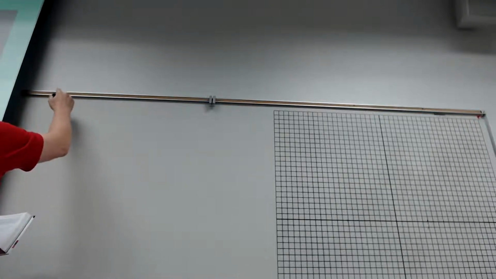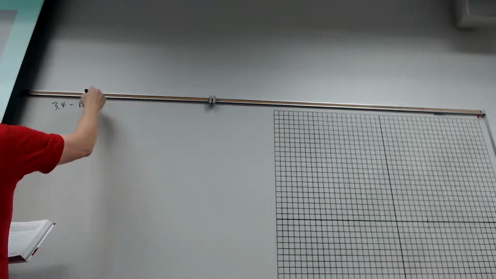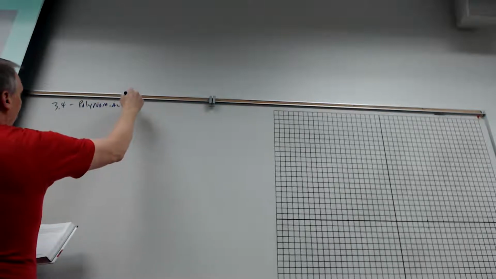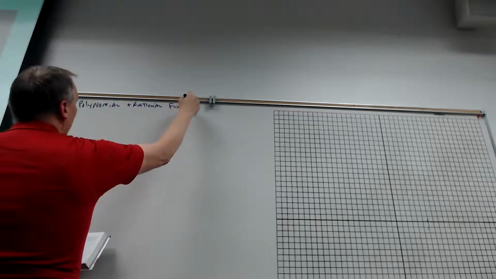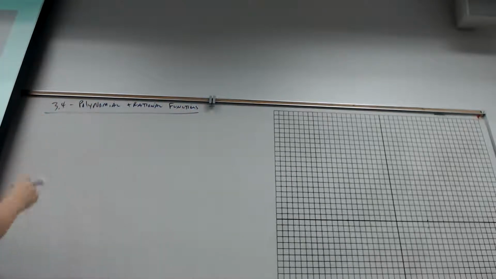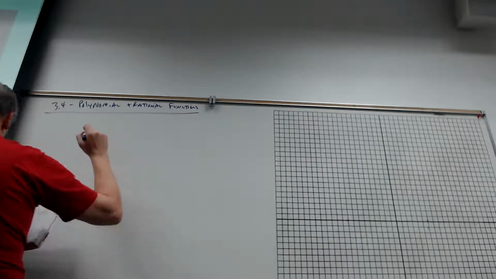We are going to now learn how to factor anything. Okay? Anything. Pretty much anything. So here we go. This is 3.4, which is polynomial and rational functions. Okay, and we're going to give you a very cool theorem. This is much better than yesterday's two theorems. You'll actually use this one today.